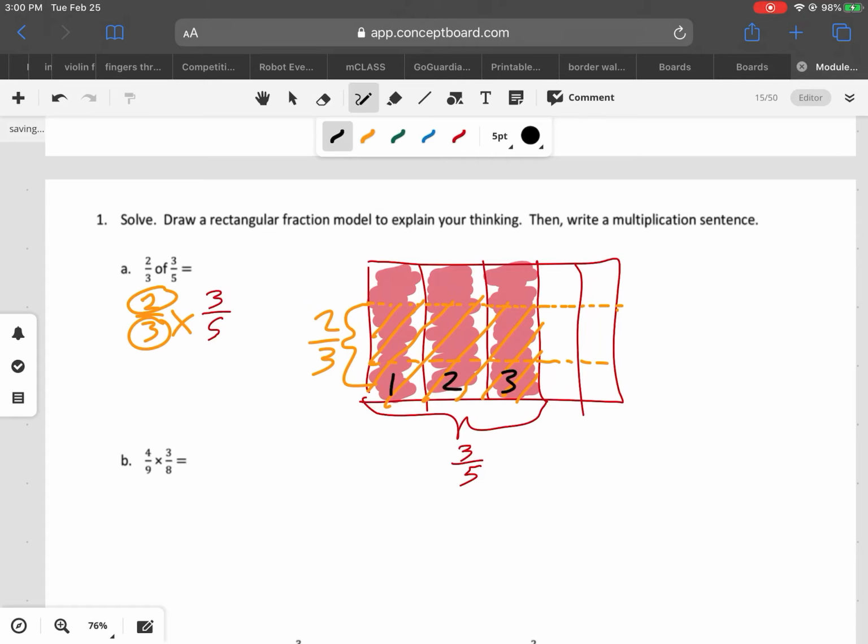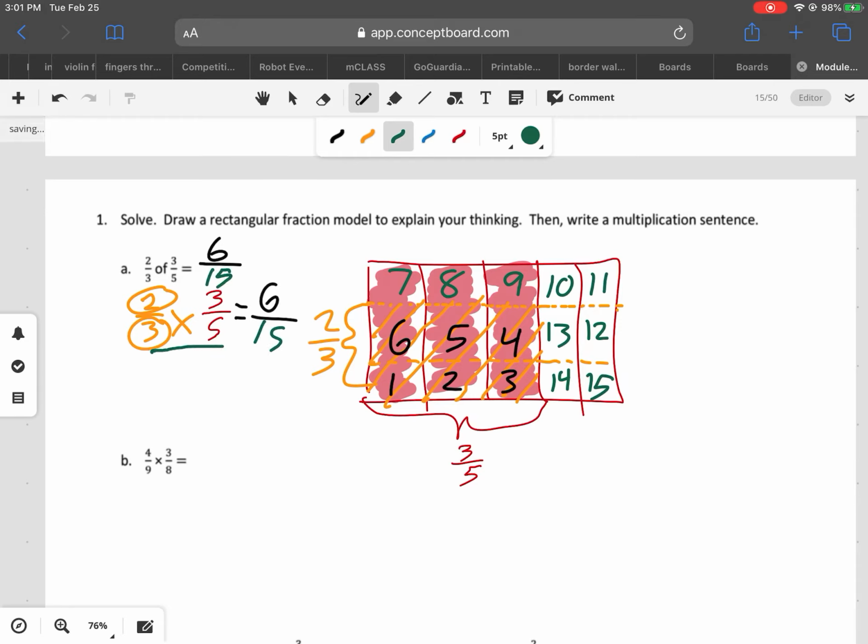Okay, so if we count them up, we see that there's 1, 2, 3, 4, 5, 6. 6 of them. Let me do that again. Over here, 6 out of 7, 8, 9, 10, 11, 12, 13, 14, 15 out of 15. So if you look closely, we're just multiplying across. 3 times 5 is 15, and 2 times 3 is 6.